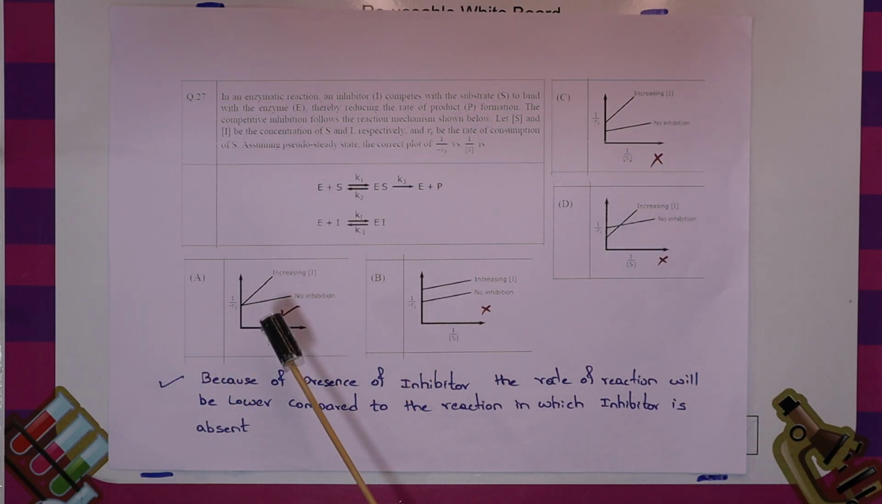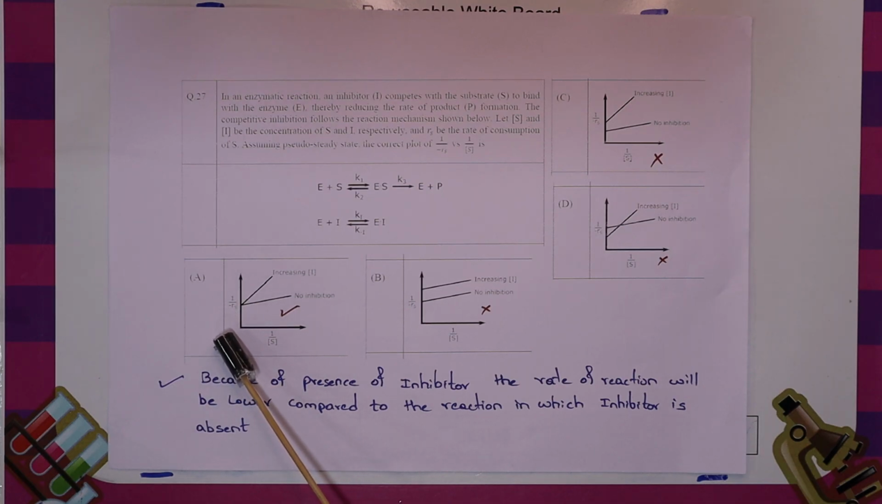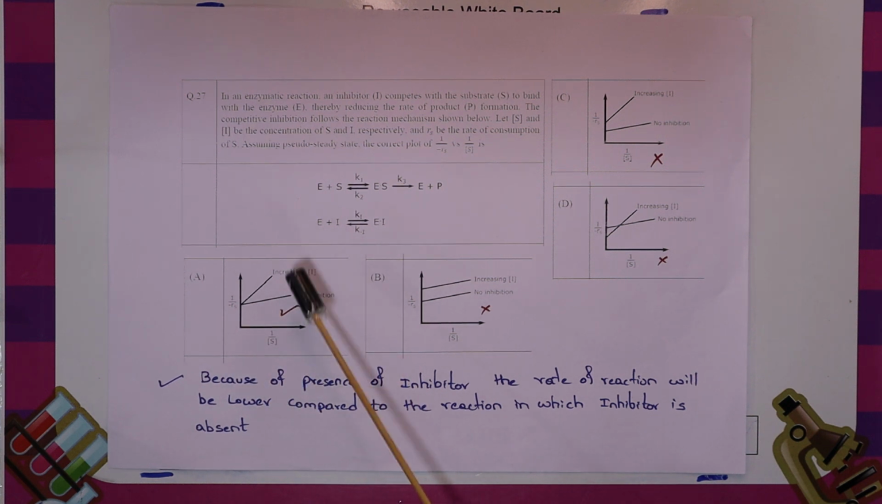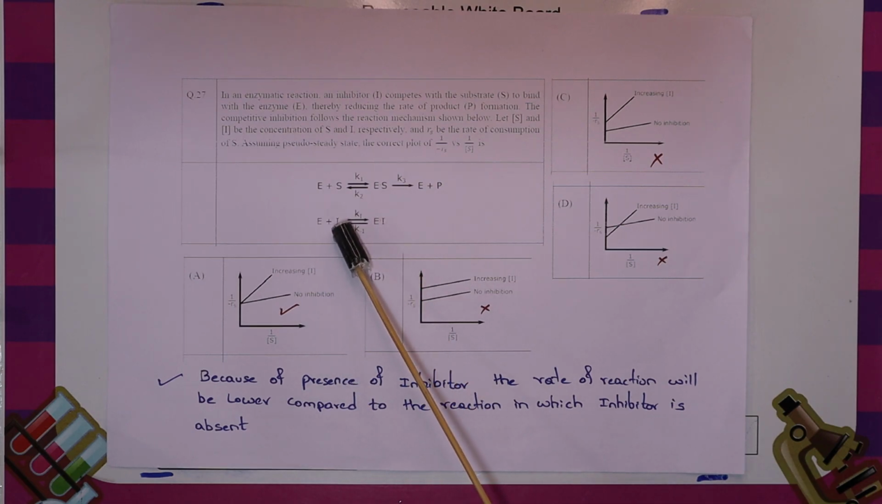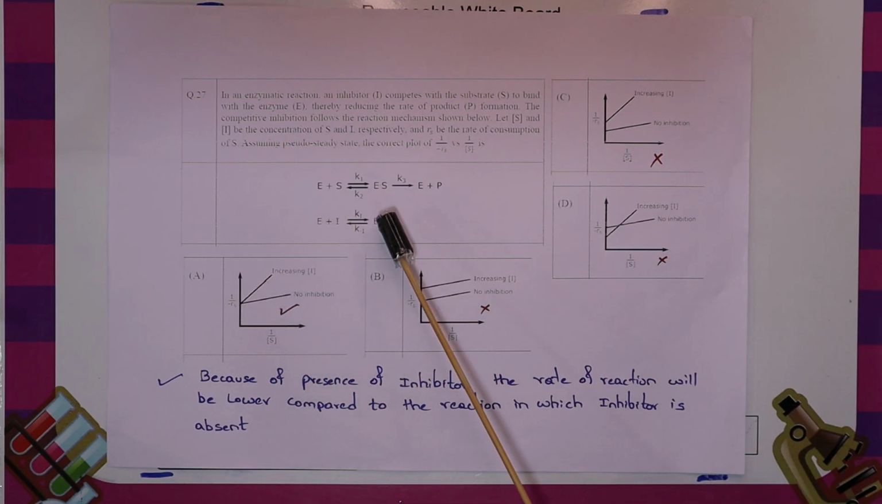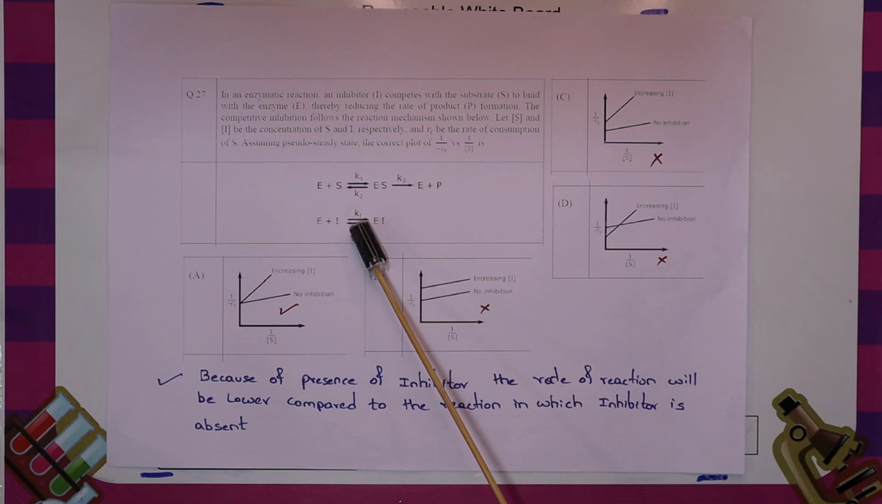If you observe the plots, option A will be the correct answer, which I am going to prove. Two curves are given: one with the presence of I, and another with the absence of I. That means one has increased inhibitor concentration, and the other has no inhibition, meaning no inhibitor is present in our reaction. If that is the case, how will my profile change with the presence of inhibitor concentration?